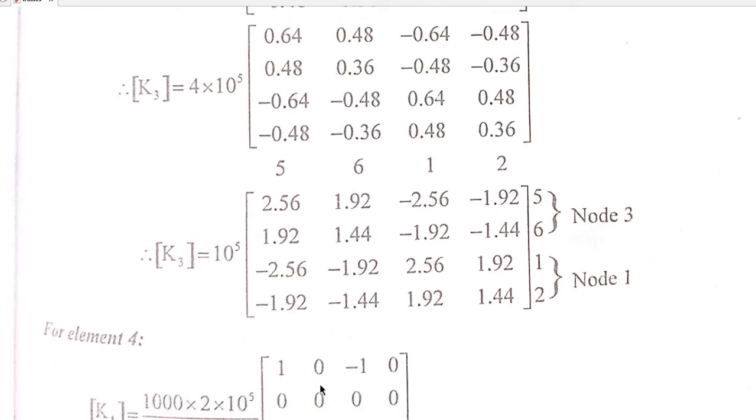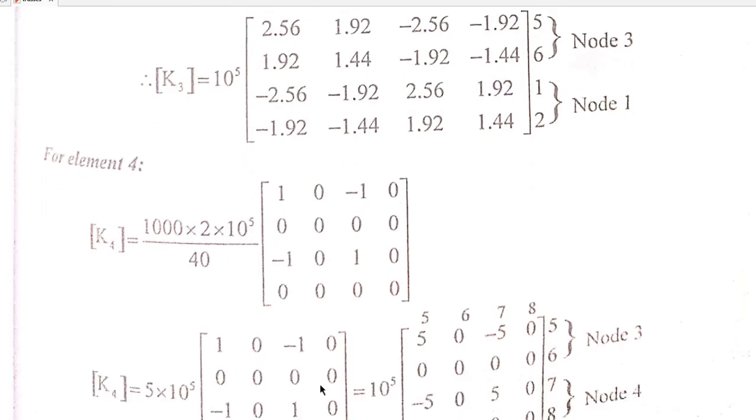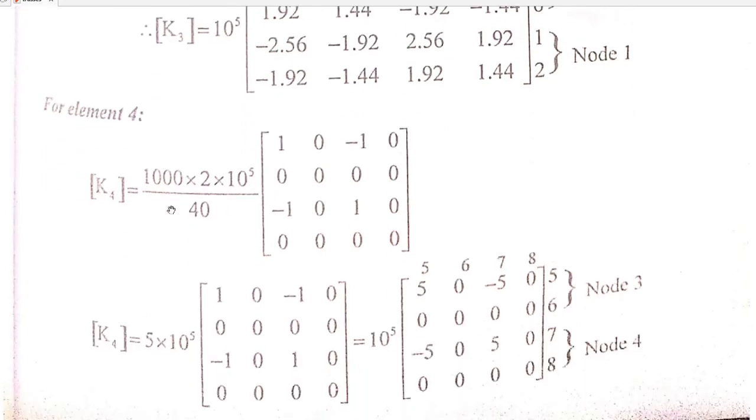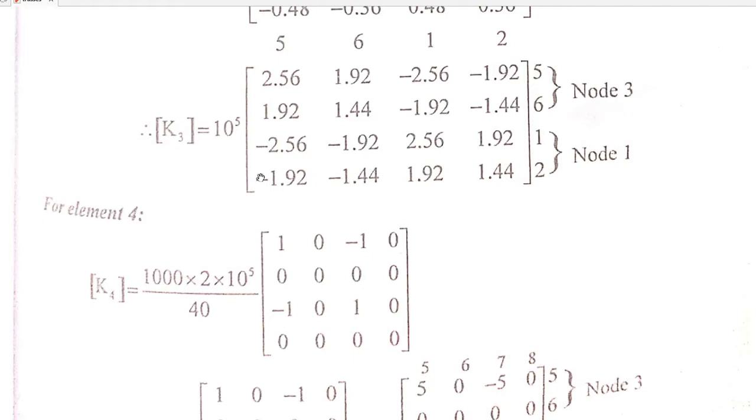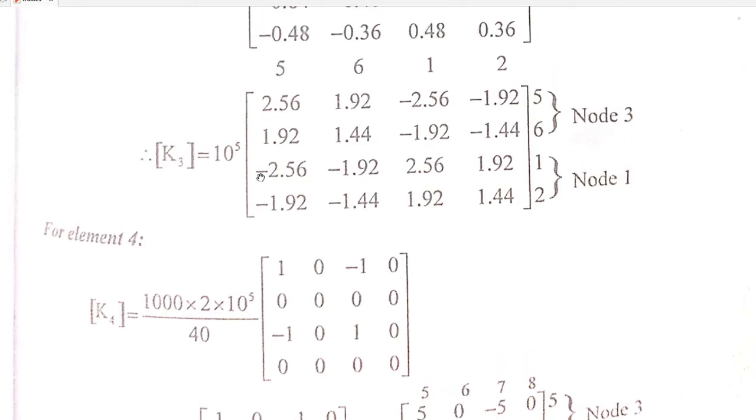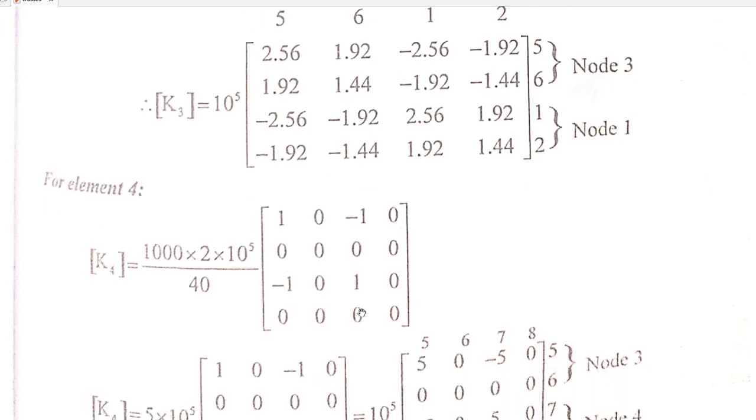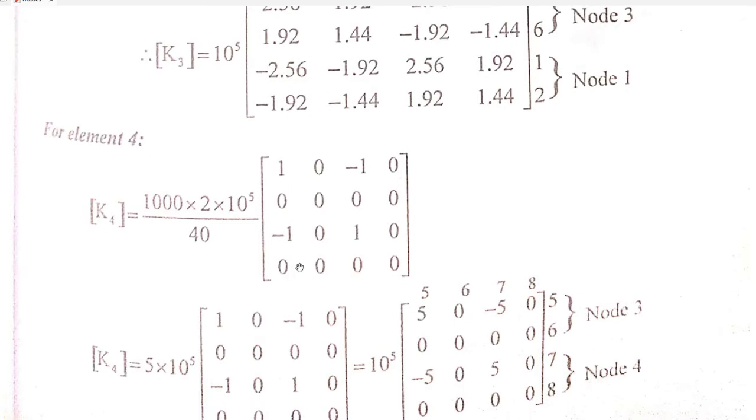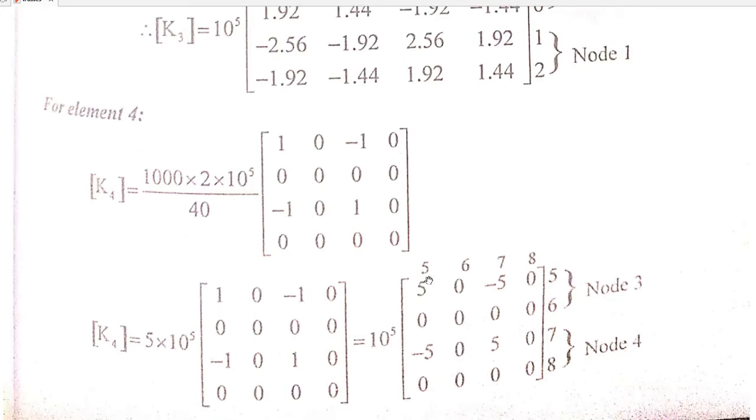Similarly, K4. So L is how much? LE4: minus 1, 0. The length is 40. Therefore, all M terms become 0, the fourth row becomes completely 0, and here it becomes 5 into 10 raised to 5. Therefore, you multiply 5 inside, and finally you'll get K4 like this.